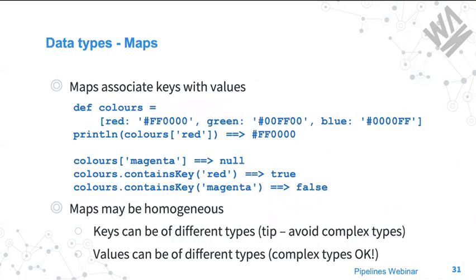Another thing that we make extensive use of that's a Groovyism is maps. Now, map is a particular data type, and it associates keys with values.